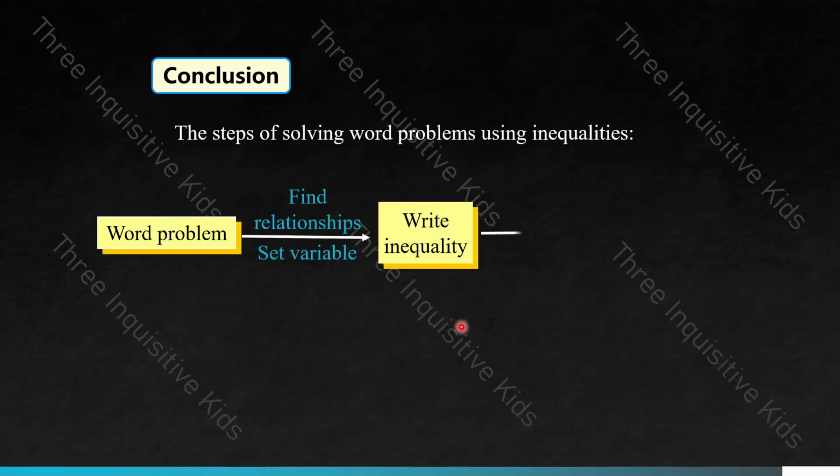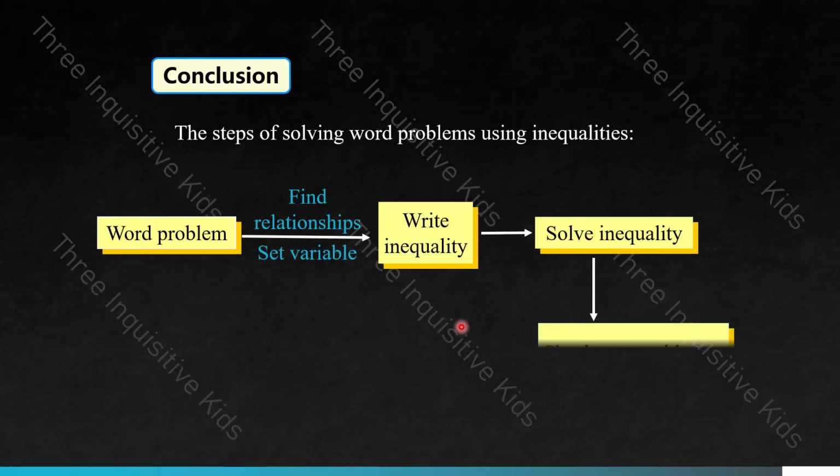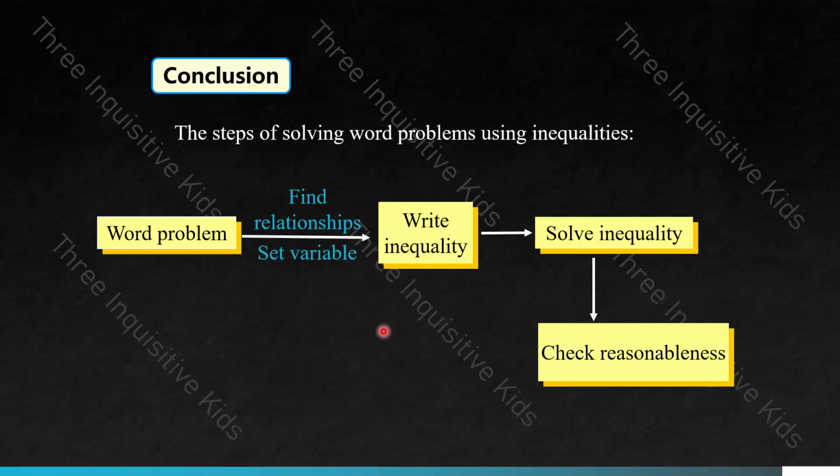So here's our conclusion. Here are the steps of solving word problems using inequalities. We start with a word problem, and then with finding relationships and setting the variable, we can write down our inequality. Solve the inequality, and after checking the reasonableness is when we truly answer the question. Now this step, lots of people just skip. You might get ahead of yourself, but please don't skip this very critical step, because this usually means the difference between a good student and a truly great student.